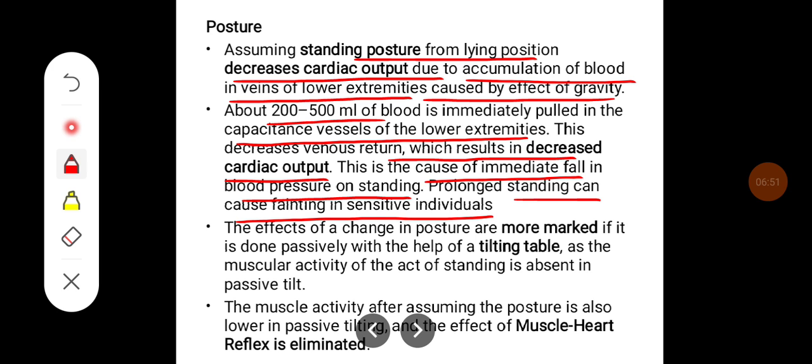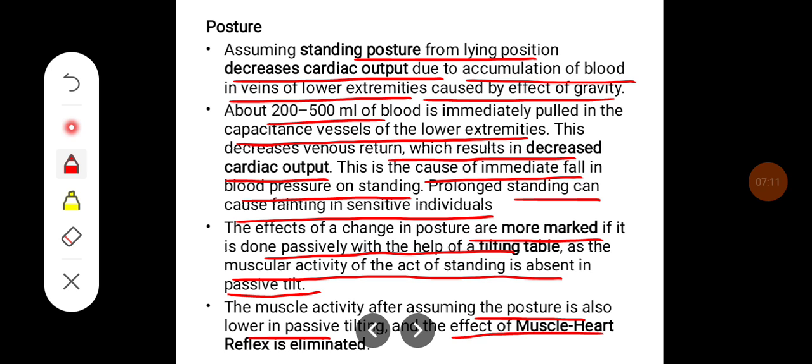The effect of change in posture is more marked if it is done passively with the help of a tilting table, as muscular activity of the act of standing is absent in passive tilt. The muscle activity after assuming the posture is also lower in passive tilting, and the effect of muscle heart reflex is eliminated.